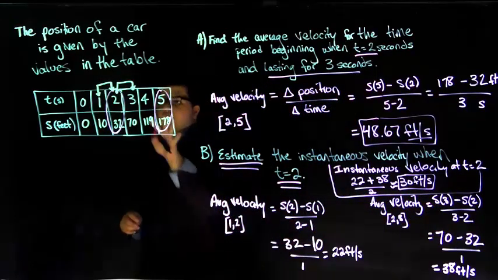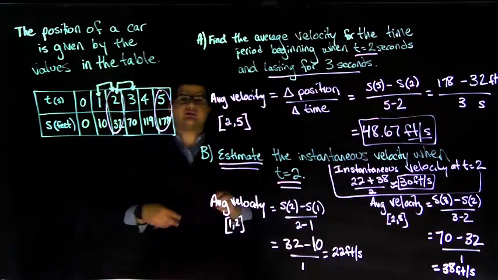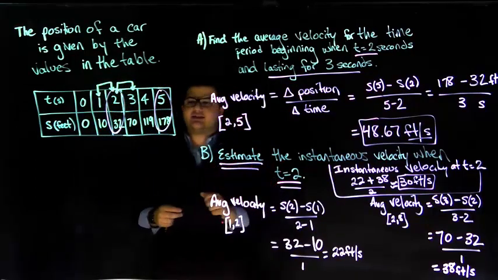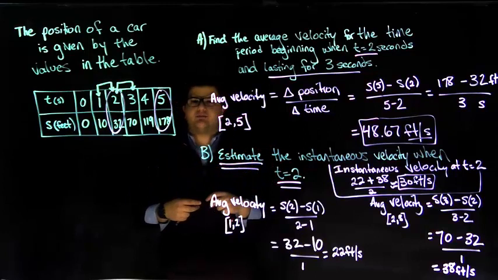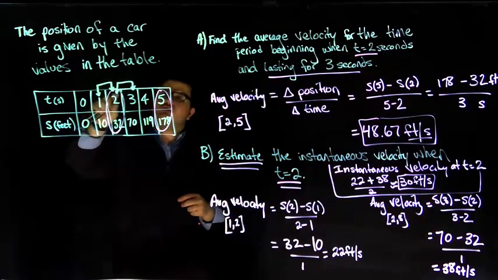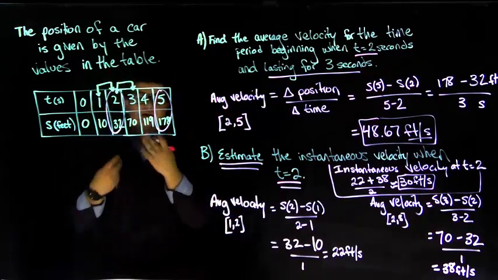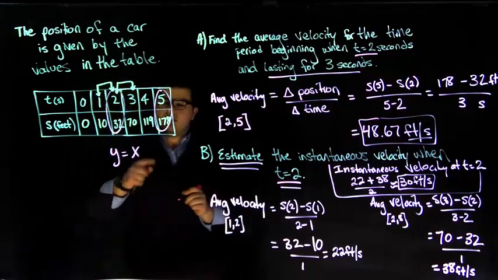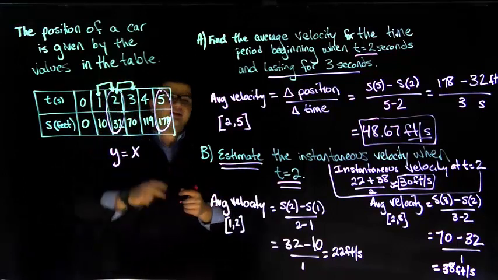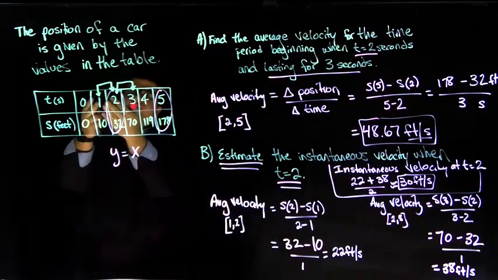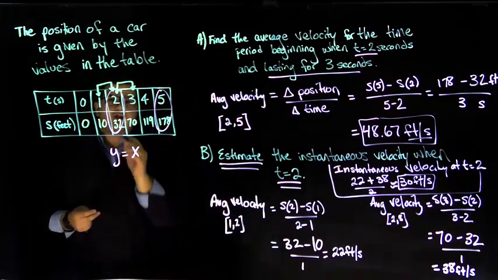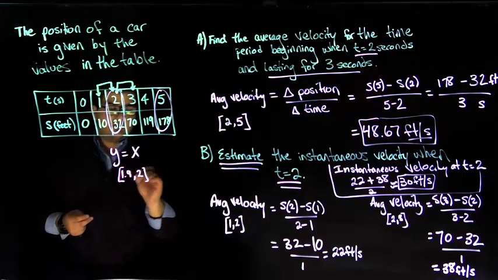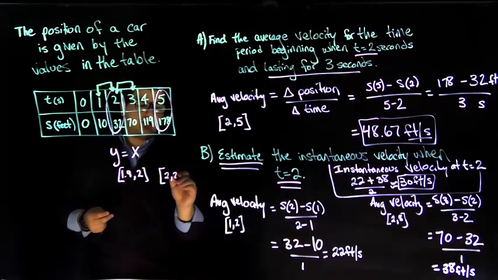Now, you need to know that you're not always given a table with these problems. If you're estimating the instantaneous velocity given a function, for example, you can get closer and closer to the value you're estimating. Because if I'm given a function and I want to calculate the instantaneous velocity at 2, I'm not restricted to 1 and 3. I can get very, very close to 2. I can take a number like 1.9 to 2 and 2 to 2.1.